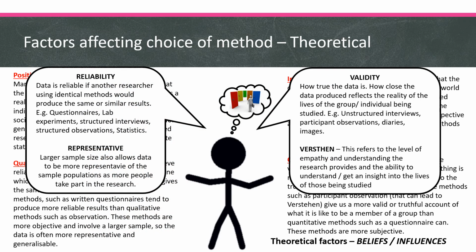And just to get popped up very quickly, the other elements to consider with this is that positivists prefer reliability, and they also like representative data. Larger samples, often in questionnaires, allow the sample and the data to be more representative of the wider population. Interpretivists, they want that validity and Verstehen. And again, this is about your view, your perspective. So the easy way to remember this is PICK.